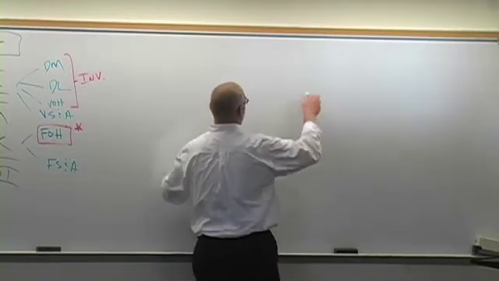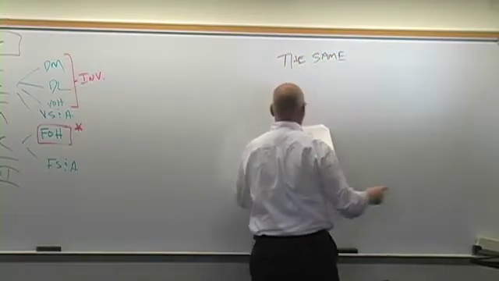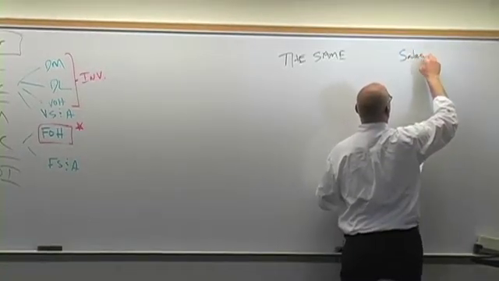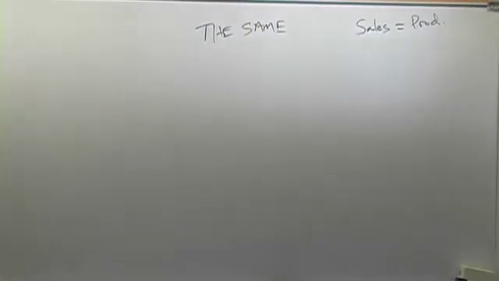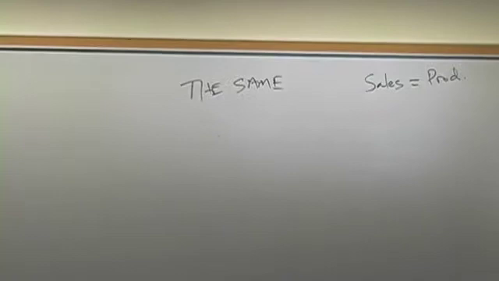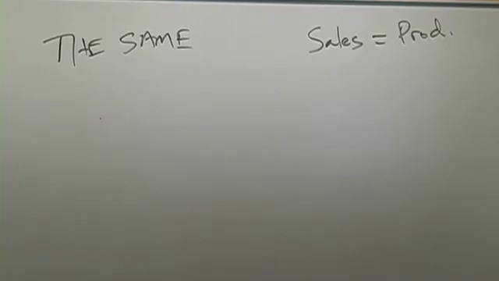So when will they be the same? They're going to be the same when sales equals production. So when will net income, or operating income, be the same for both methods, for both income statement formats? When production equals sales, or when sales equals production. You got that written down? Yes, I did. Awesome.